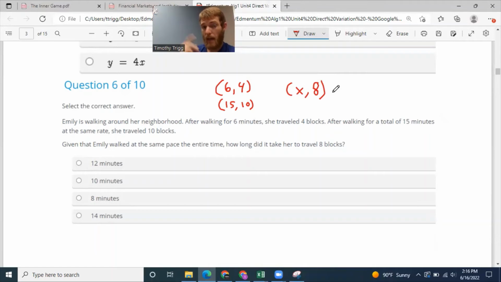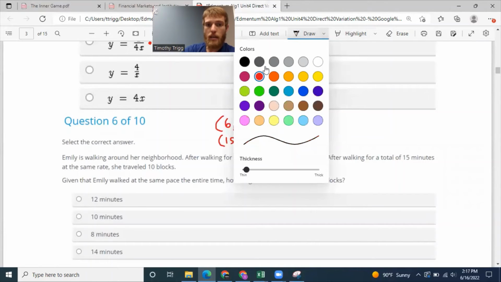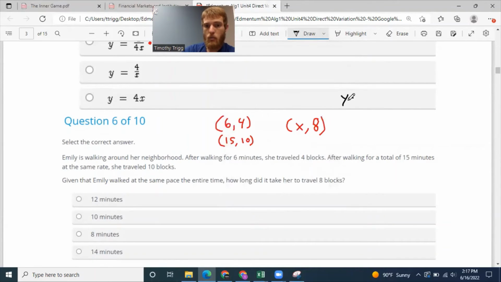Okay, I could already see the answer. Can you? Well, let's go ahead and see. We know we can write the equation in the form y equals k times x.